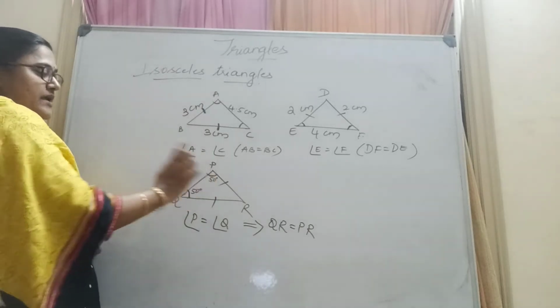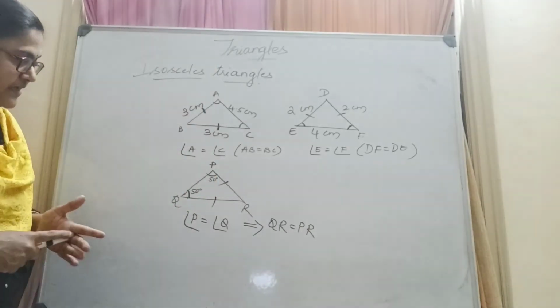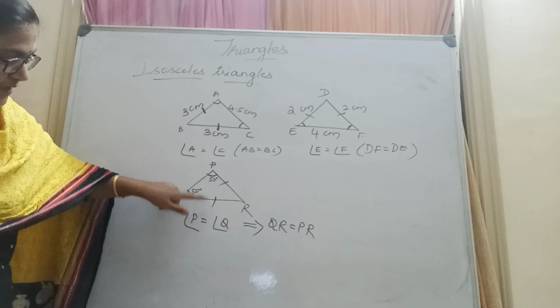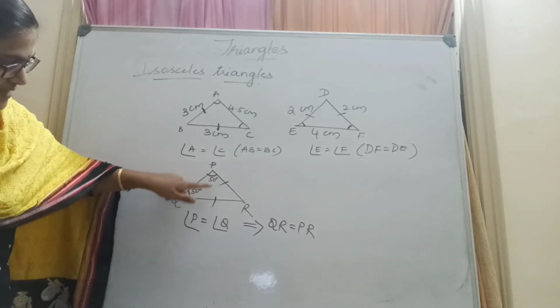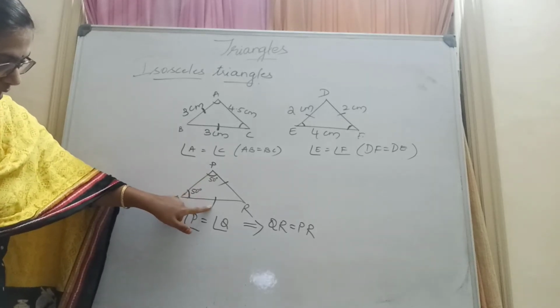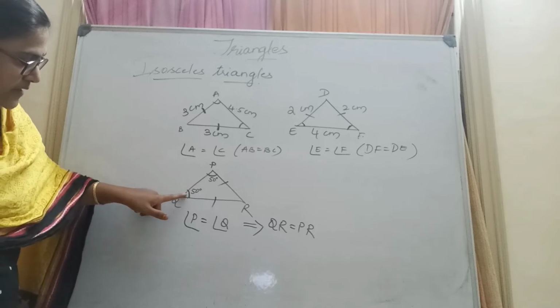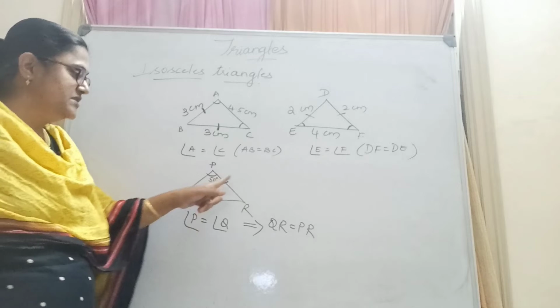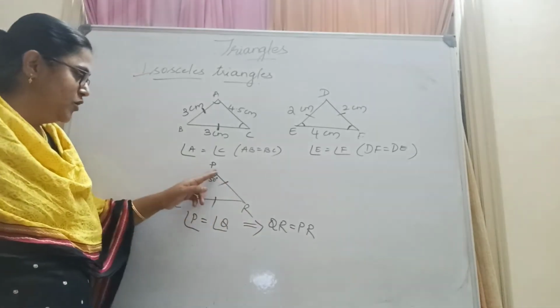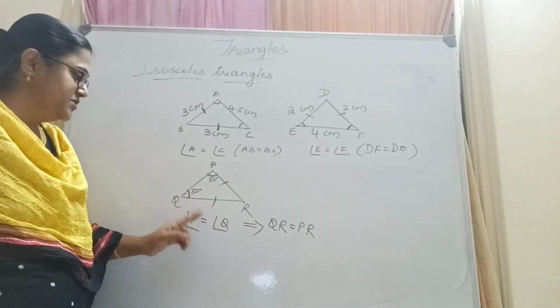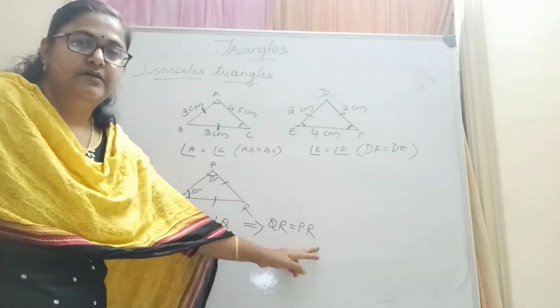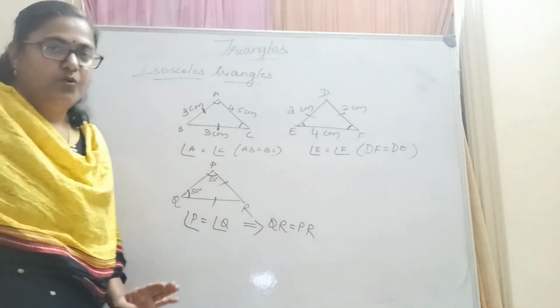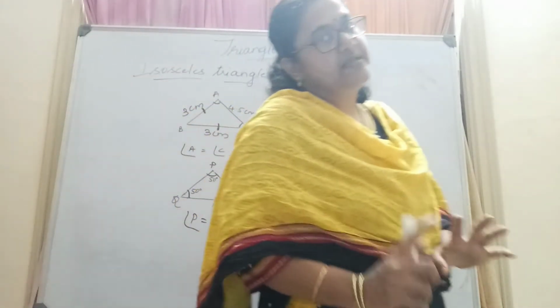They have given me two equal angles. I have taken the opposite side of that angle. Opposite to angle P is QR and opposite to angle Q is PR. So if P and Q are equal, their opposite sides are also equal. Opposite to P is QR, opposite to Q is PR. This is the converse.